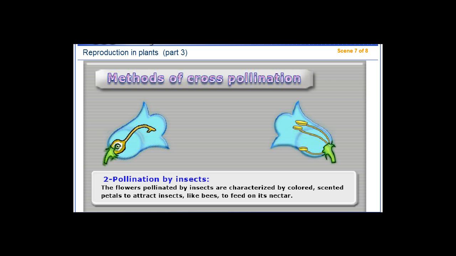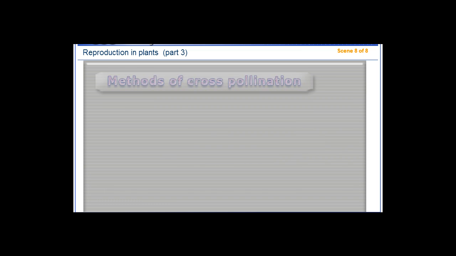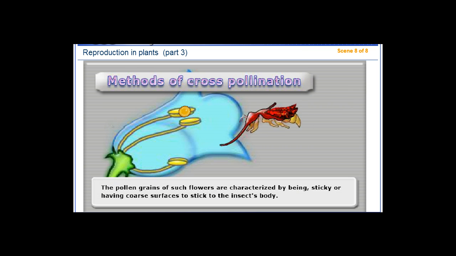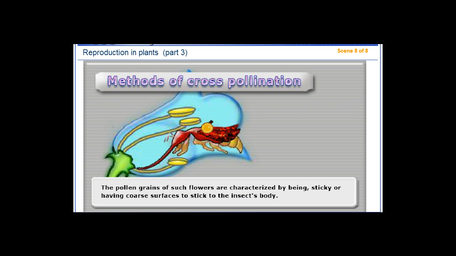2. Pollination by insects. The flowers pollinated by insects are characterized by colored, scented petals to attract insects like bees to feed on their nectar. The pollen grains of such flowers are characterized by being sticky or having coarse surfaces to stick to the insect's body.